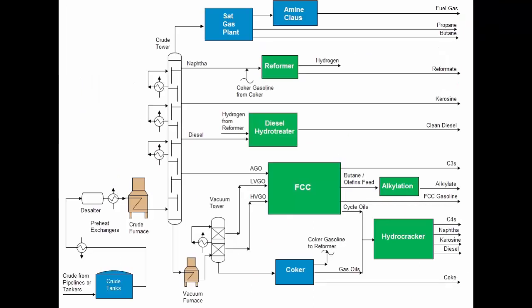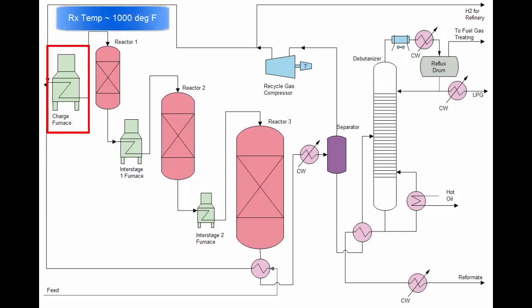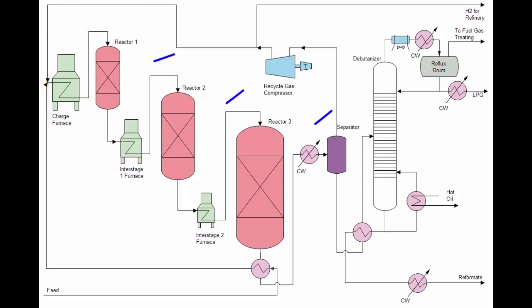Feed can come from several sources. The usual and largest source is naphtha from the crude unit, though there may be other sources such as naphtha produced in the coker. Feed is combined with recycled hydrogen at a relatively low pressure before being heated in a furnace up to reaction temperatures, which are typically about 1,000 degrees Fahrenheit. The reaction occurs across a very expensive platinum catalyst.